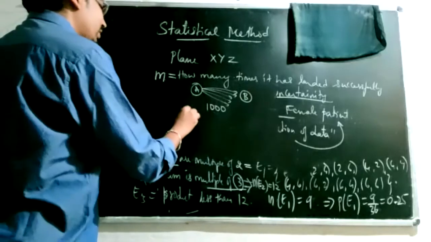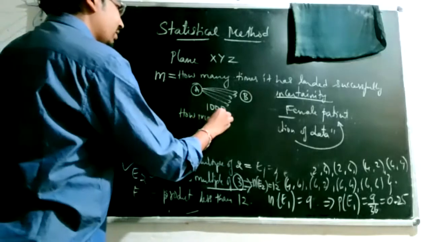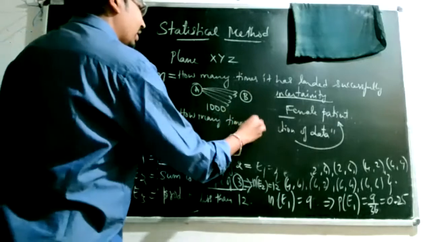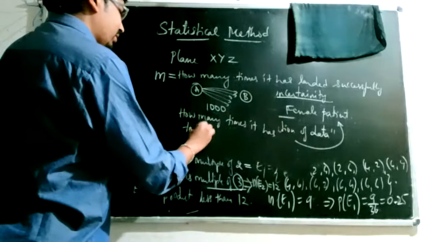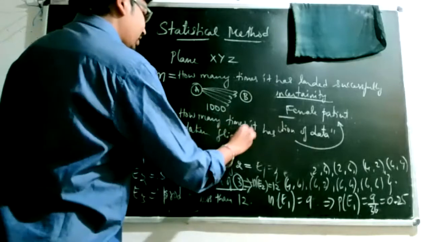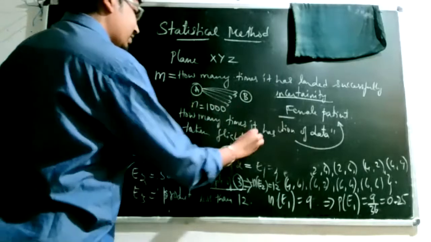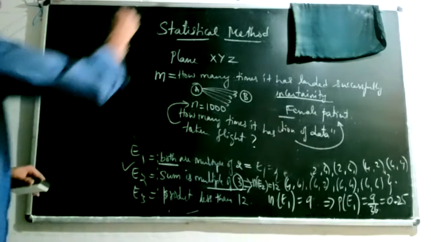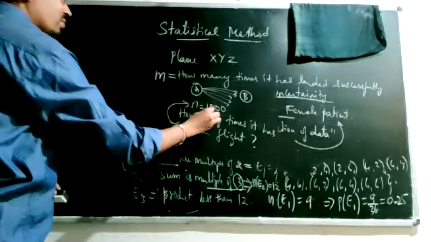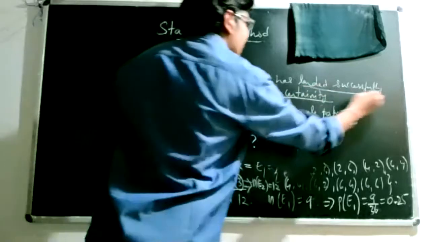Now, question, how many times has it taken flight? So this is our answer, which is N is equal to 1,000. So it has taken 1,000 flights. Now the question, out of these 1,000 cases, how many times it landed successfully?